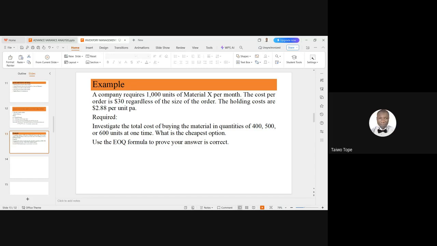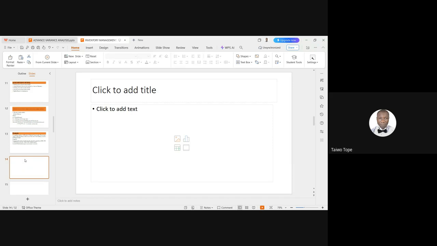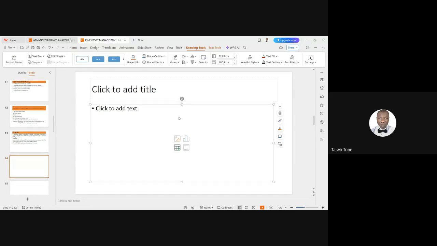So now the question wants you to calculate the total cost of buying the material in quantities of 400, 500, or 600 units. The question wants you to identify the cheapest option. For us to do this, we'll use a table to solve this. Please follow because I have another similar question that we need to solve.